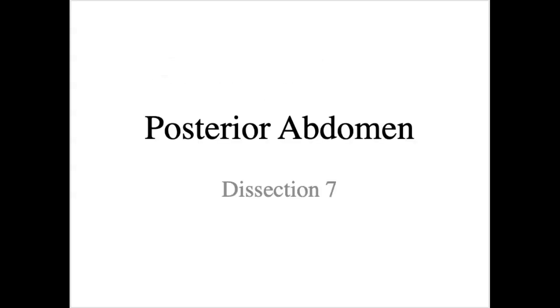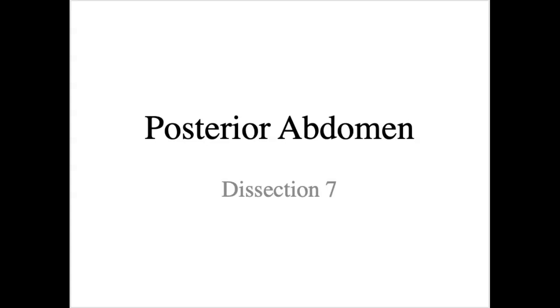Today we will be talking about the posterior abdomen. The posterior abdomen are the structures behind the peritoneal membrane. Remember, the peritoneum is what lines the whole abdominal cavity and the digestive tract organs that we've been talking about. Behind the peritoneum are organs called retroperitoneal organs, mainly the urinary system.